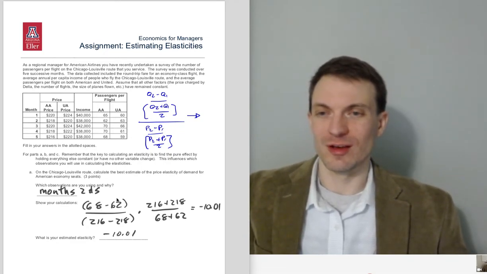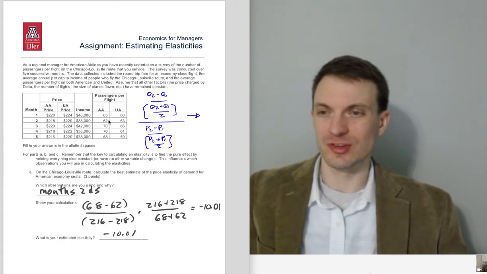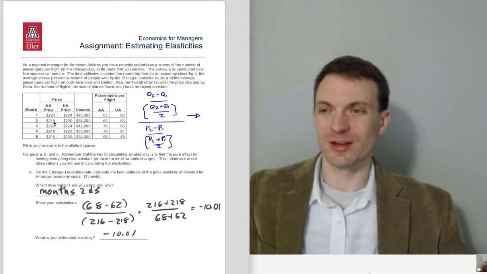Well, let's just evaluate the quantities. Q2 is 68. This is where we ended. Q1 was 62, our starting point. Price 1 was 218, and price 2 was 216.